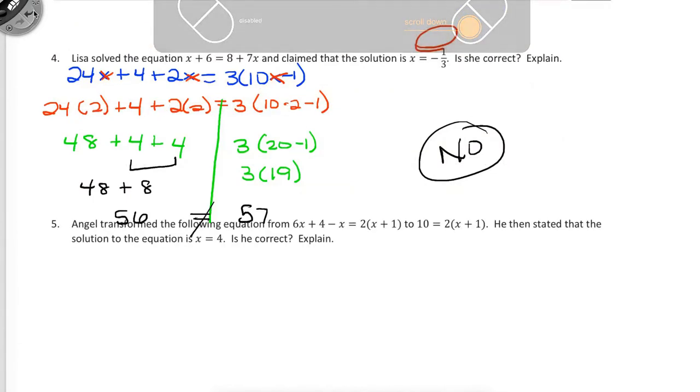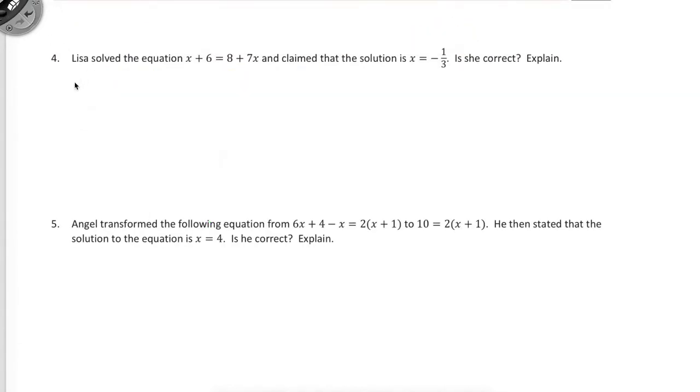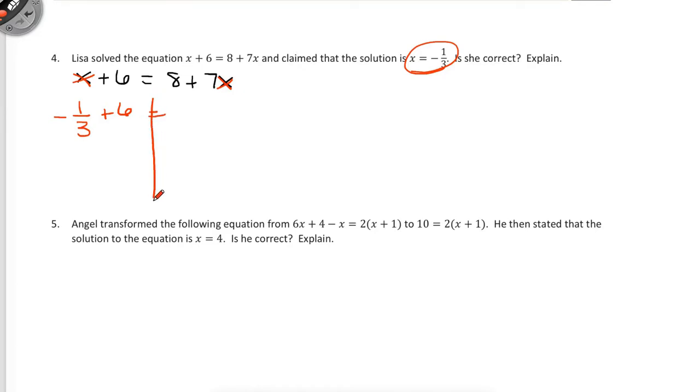Okay, let's look at 4. Again, we have this equation. We want to see, is x equaling negative 1/3 a solution? Could it work? So we have x plus 6 equals 8 plus 7x. I'm going to swap out these x's again, right here and here, for negative 1/3. So I'm going to have negative 1/3 plus 6, and we can just draw our line right down the center there, 8 plus 7 times negative 1/3.